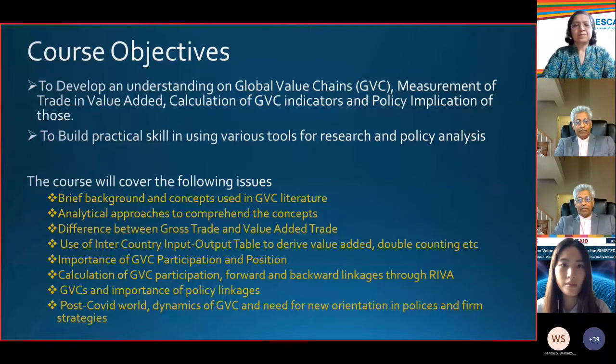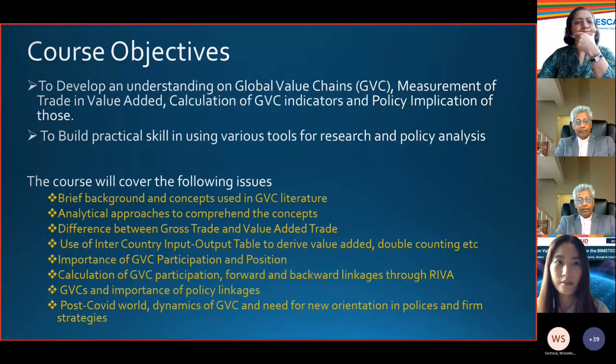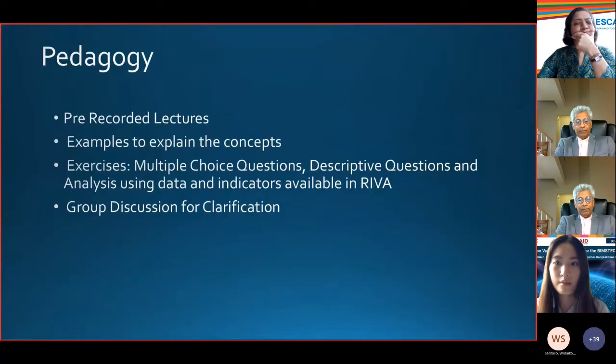And lastly, we'll focus on how, in the post-COVID world, the dynamics of global value chains change and what kind of orientations we require. So this particular set of lectures is focusing from the basic concepts, the technical concepts, use of IT tools, websites, and then leading to some policy discussion.